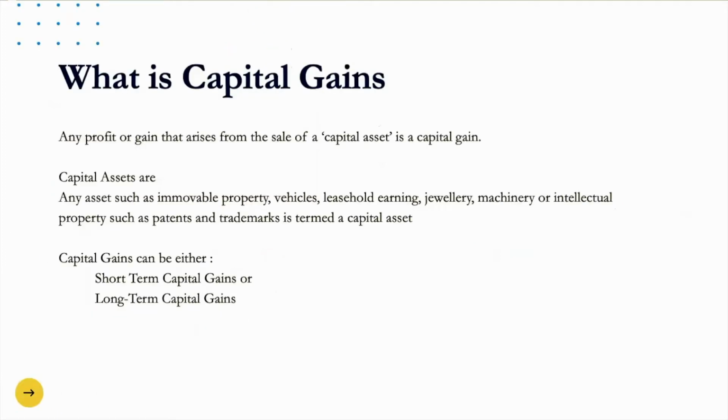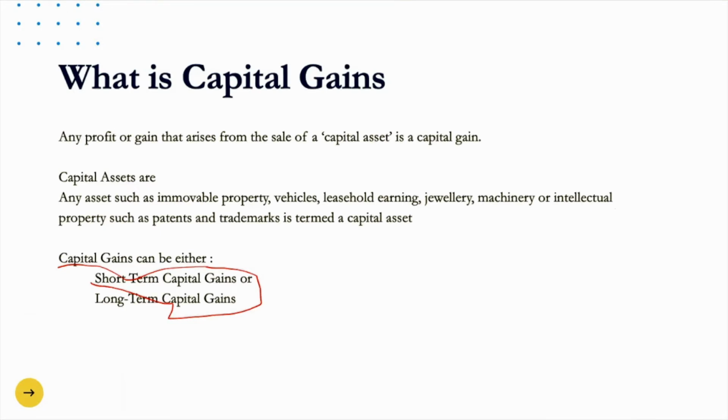So what is capital gains? Capital gain is any profit or loss that arises from the sale of a capital asset. It's called capital gain. Capital gain has been divided into short-term capital gain as well as long-term capital gain. This is very important. How do we define short-term capital gains and long-term capital gains?